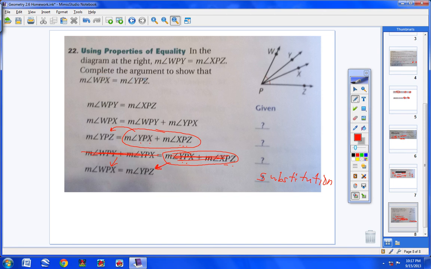Look what it says. Complete the argument to show that this is true. And there it is down here. And you gave a reason for every step all the way through.